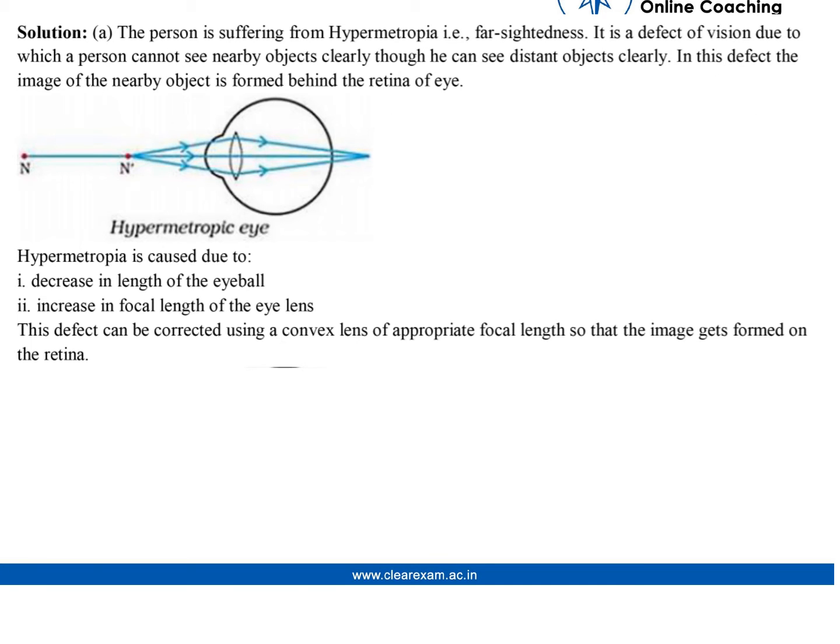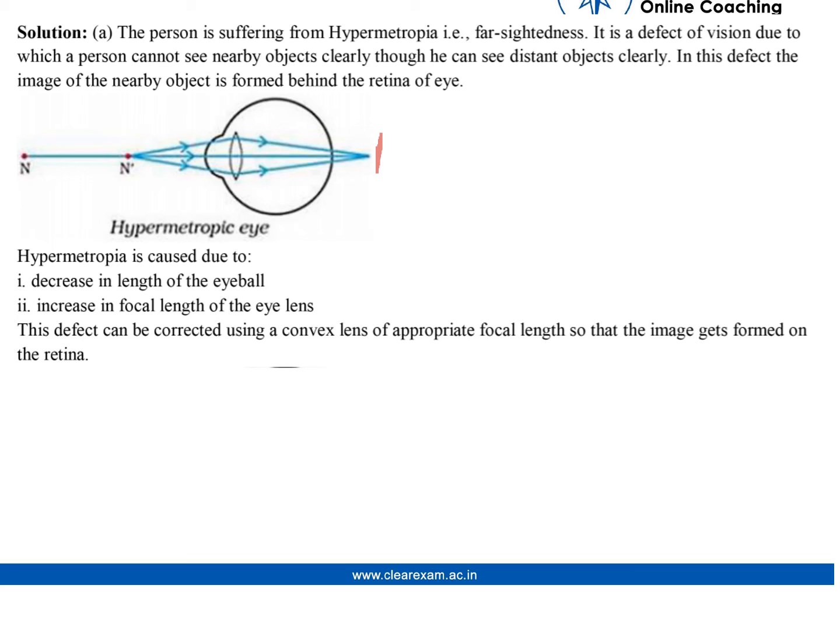Solution A of A part. The person is suffering from hypermetropia, that is farsightedness. It is a defect of vision due to which a person cannot see nearby objects clearly, though he can see distant objects clearly. In this defect, the image of the nearby object is formed behind the retina of the eye. Like we can see, the image is formed here behind the retina of an eye.